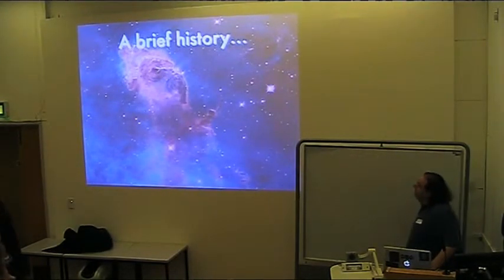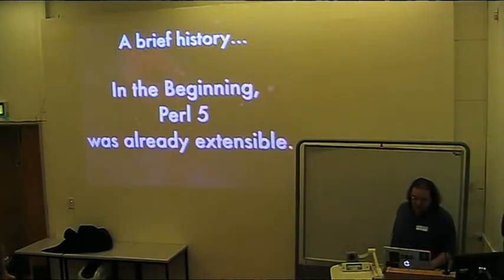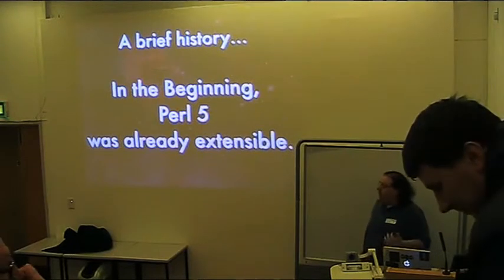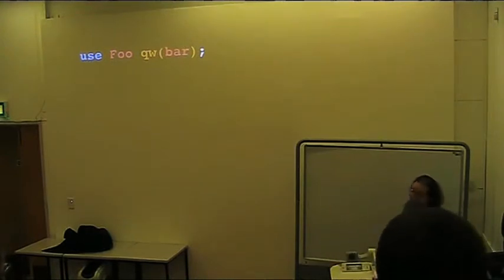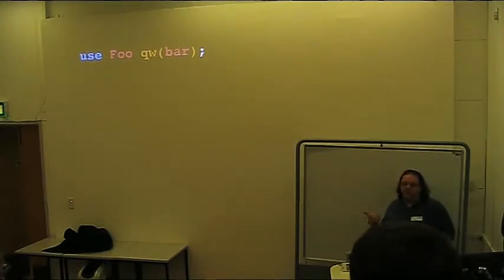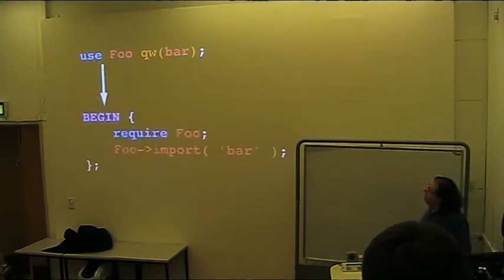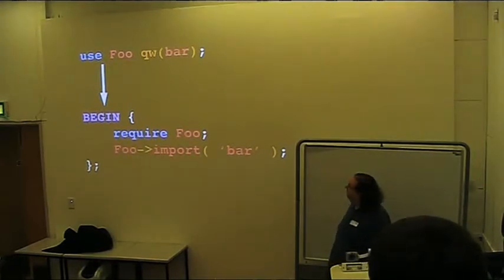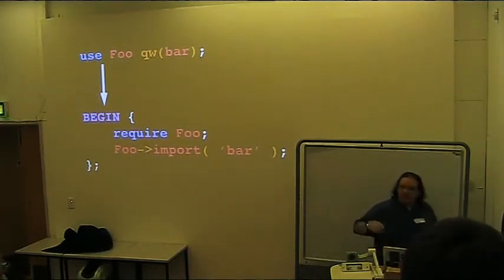A very brief history of some of the features that go into this matter of extensibility. When Perl 5 came out, it was automatically extensible. It had an extension system built in, which was new as compared to Perl 4. And that extension system is basically the use keyword. If you ever looked up use in perldoc, you'll know that it's basically equivalent to this: you have a BEGIN block, you call require, you load whatever this is, usually Foo.pm, and then you call this import method. Raise your hand if you knew that already.